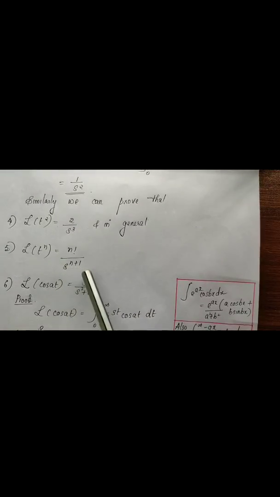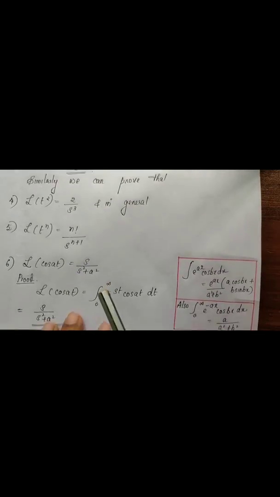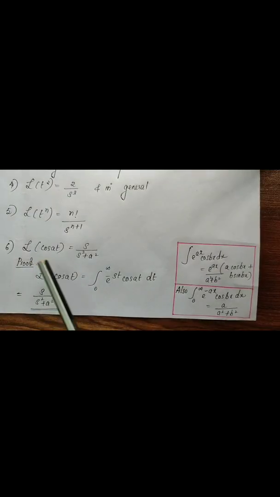And similarly, we can prove that Laplace transform of t square is equal to 2 by s cube, and in general, Laplace transform of t raised to n is equal to n factorial divided by s raised to n plus 1. Then the next result, Laplace transform of cos at, which is equal to s divided by s square plus a square.